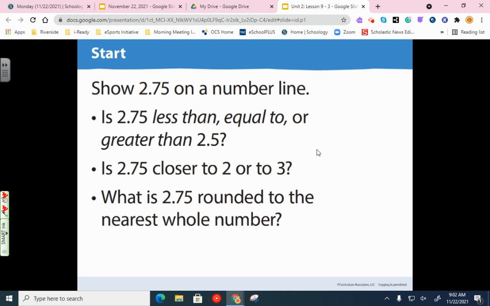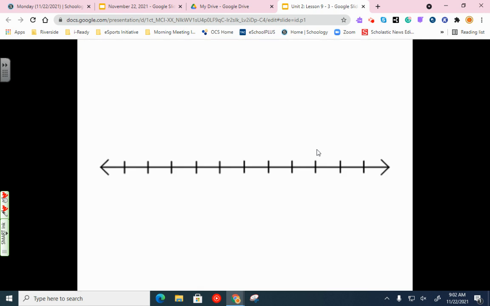So let's do that on this number line over here. So for the number line, let's put our numbers in. Let's start with our whole numbers. We've got 2.0 and 3.0. And we go over 1, 2, 3, 4, 5. So we have this for 2 and 5/10.